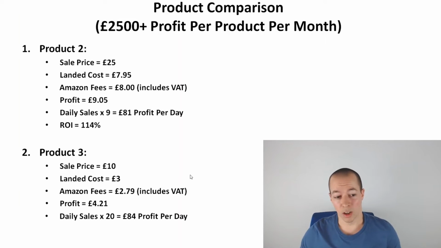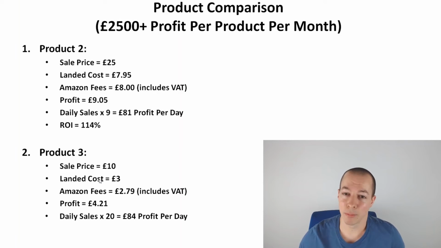Now I prefer product 3 at the moment, because I've got less money tied up in this stock to make that money. So there's that benefit. If you're aiming for these lower cost products, you don't have to invest as much. My first order, I think I only invested £1,500, whereas for product 2, it was over £3,000 to get that first batch in.